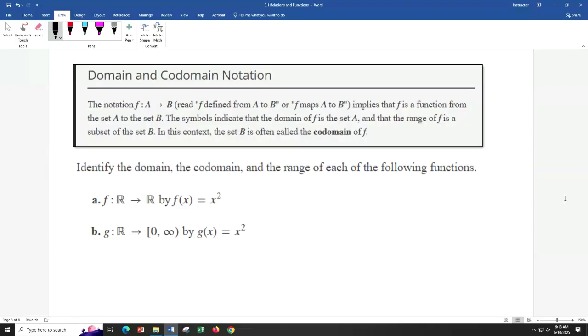Now let me read this to you. The notation f: A → B reads f defined from A to B, or f maps A to B, and implies that f is a function from the set A to the set B. The symbols indicate that the domain of f is the set A. Okay, it's just a domain, normal domain, x values. And that the range of f is a subset of B. In this context, B is often called the codomain.